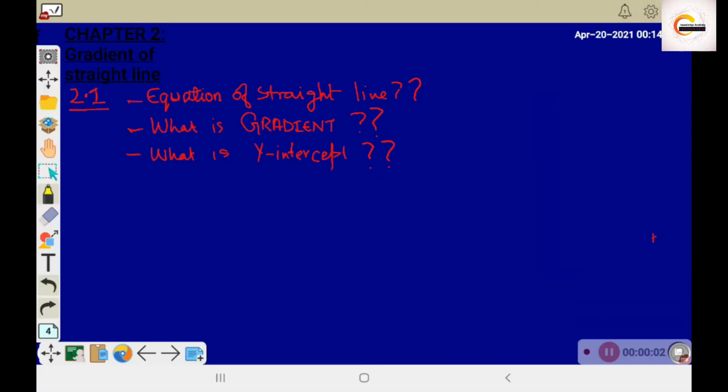Our new chapter is gradient of the straight line. From section 2.1, we are going to discuss these topics: equation of the straight line, what is the gradient, and what is y-intercept, and some details associated with these three topics. So first of all, let's consider two photographs.